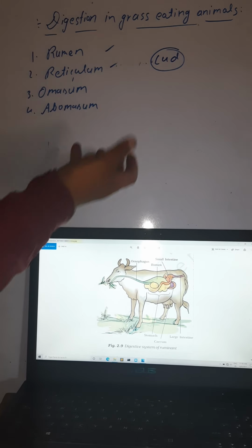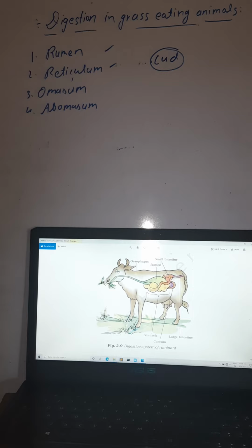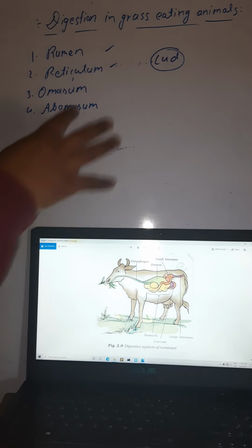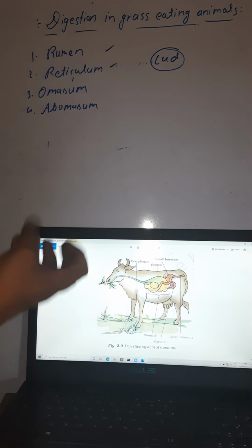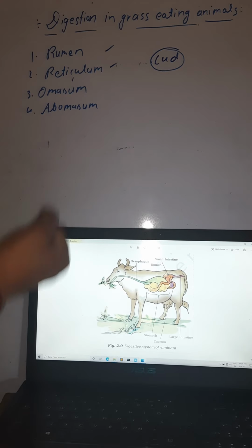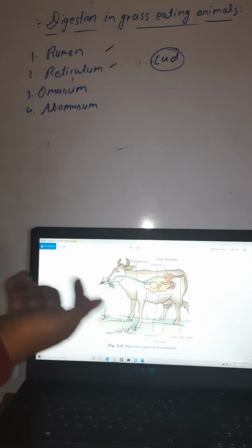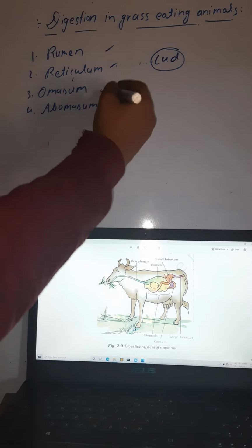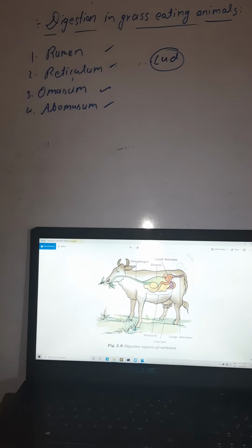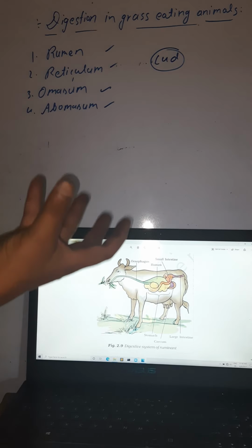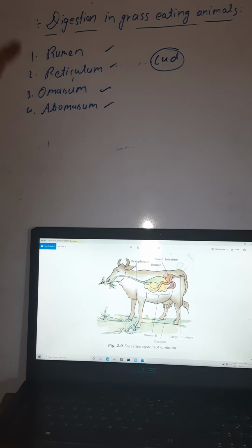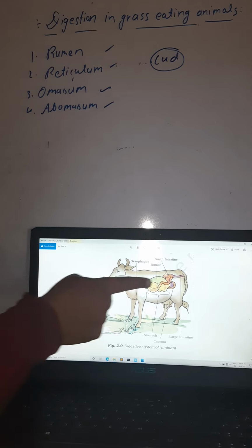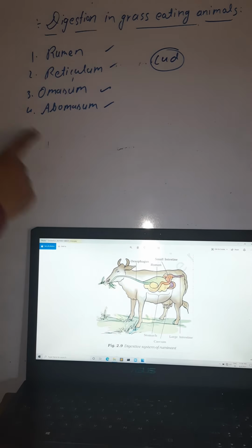The cow continuously chews the cud until the particles are very fine. Then it goes back into the next two parts, the omasum and the abomasum. Are you getting this? The omasum and the abomasum. Here the complete digestion takes place.